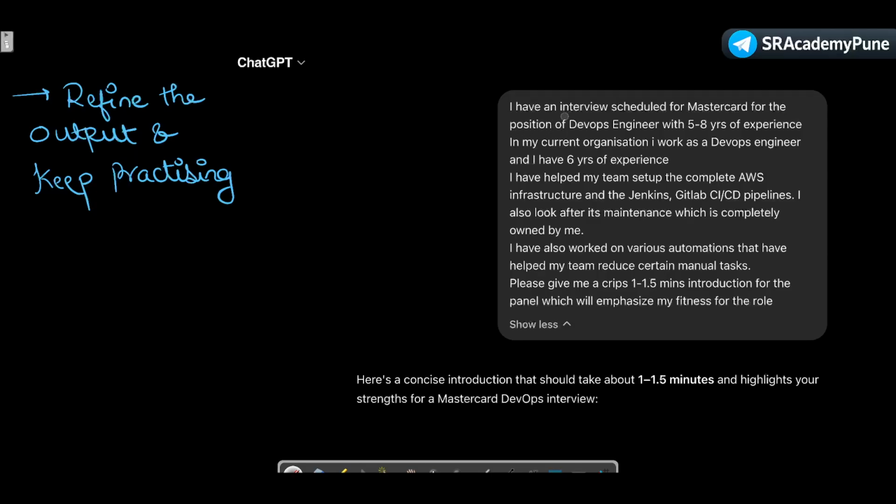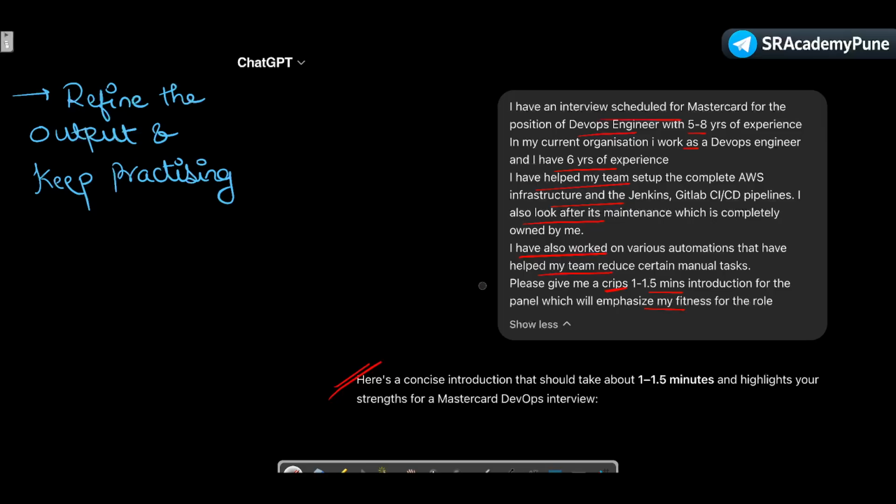Hey ChatGPT, I have an interview scheduled for Mastercard, for a DevOps engineer role for 5 to 8 years of experience. I'm currently working as a DevOps engineer. I have 6 years of experience. I have helped my team with this, and I look after this. I've also worked on this and this and this. At the very end, ignore the typo, please give me a crisp 1 to 1.5 minute introduction for the panel, which will emphasize my fitness for the role. And here ChatGPT will give me the output.